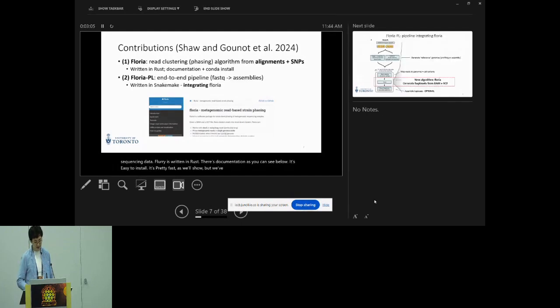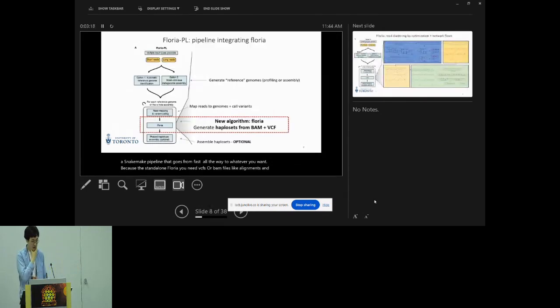But we've also extended Floria to be integrated in a Snakemake pipeline that goes from FASTQs all the way to whatever you want. Because the standalone Floria, you need VCFs or BAM files like alignments and variants. And I'll quickly go over the pipeline. The pipeline starts like this. So first, you have short or long reads. And then the first step is to generate a set of reference genomes, because I need to map, I need to call variants. So I need a set of reference genomes. And you can do that through either Kraken profiling, which is integrated in this pipeline, or you can use a metagenome assembly, where the contigs from your assembly are your reference genomes that you map to.